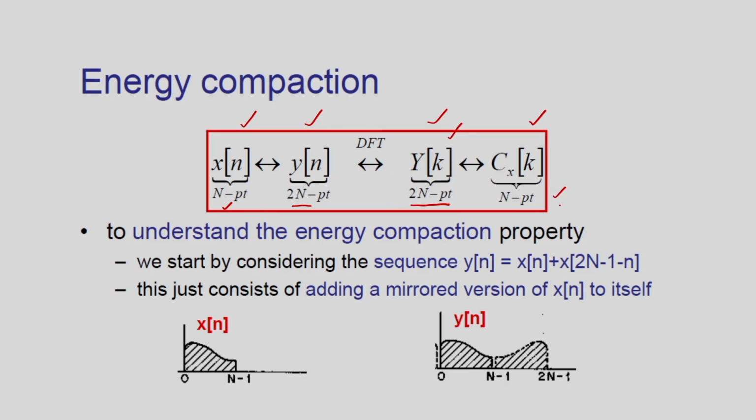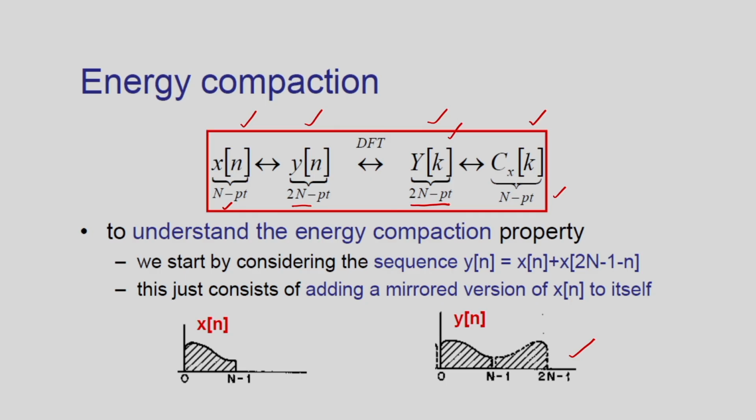So you can compare the energy compaction property, that is, the energy compaction of the DCT is better than the DFT, because the 2N-point data is represented by the 2N-point DFT, but in case of the DCT, the 2N-point data is represented by the N-point DCT. So that is why I can say that DCT is better than DFT for the energy compaction property. And in case of the DCT, I have already explained this one.